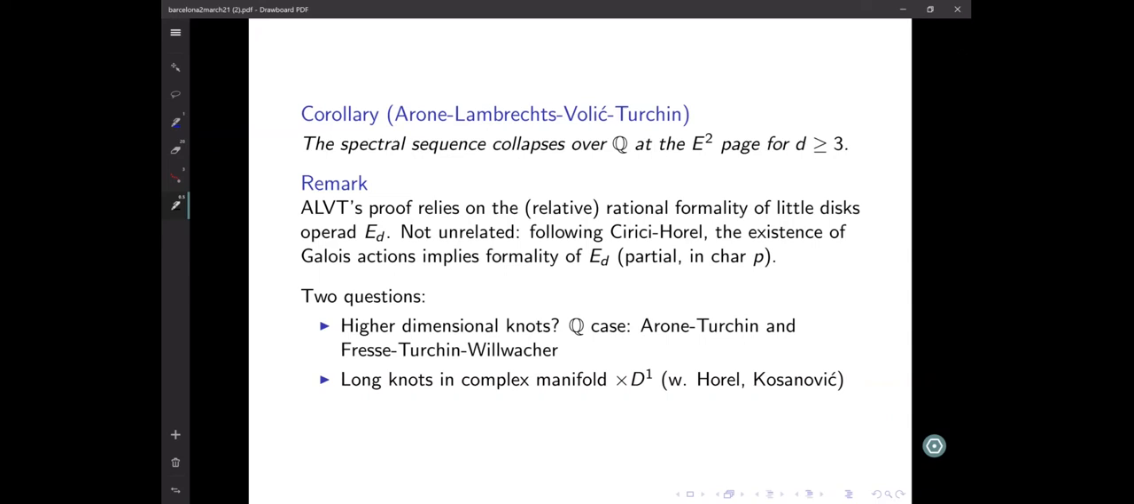Something which goes in a slightly different direction, and is not so operadic anymore, is if you replace the target by something else. Something we've been thinking about recently is what happens if you look at, say, long knots in a complex manifold times D1. These are two possible ways forward, possible questions about these actions.